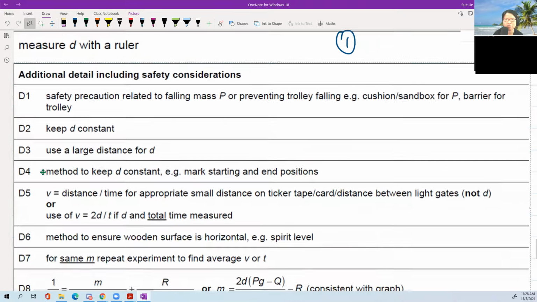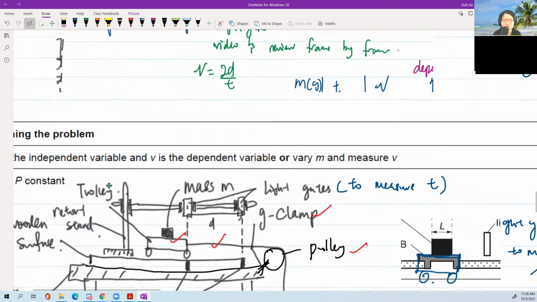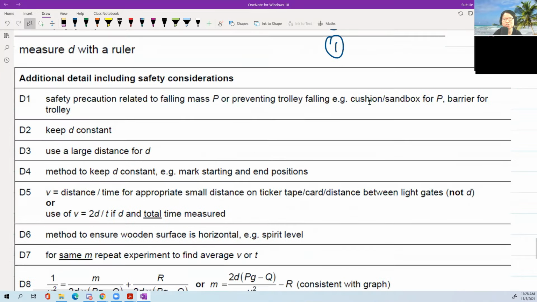Maybe mass P will fall on your leg. To prevent the trolley from falling, use a cushion, a sandbox, or a barrier for the trolley. If you see people do explosion experiments, they will put an entire barrier to enclose it, or you could just draw a sand pit here. So this is what I mean by a cushion. Okay, I draw here.